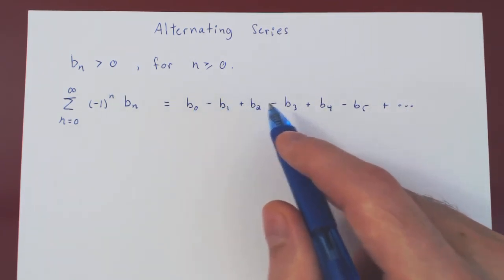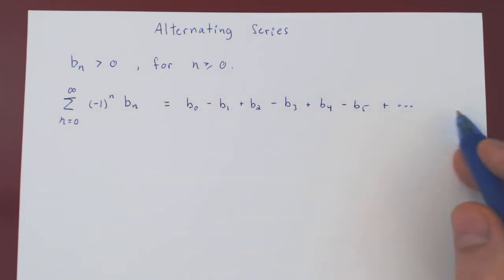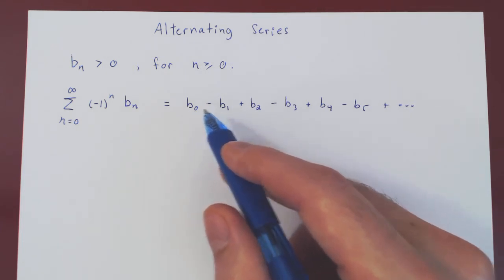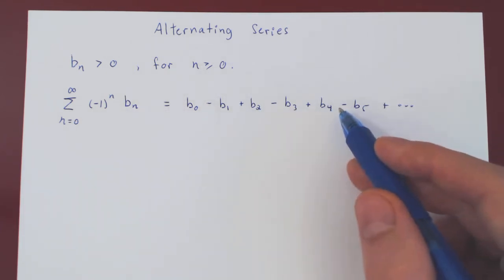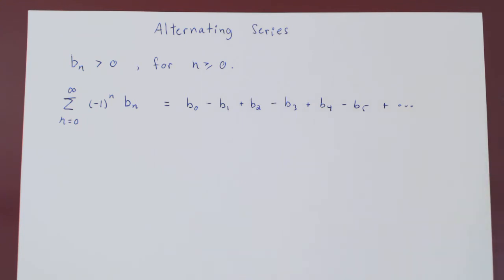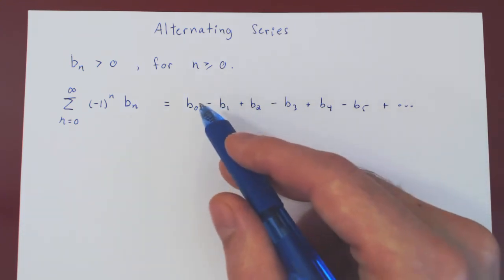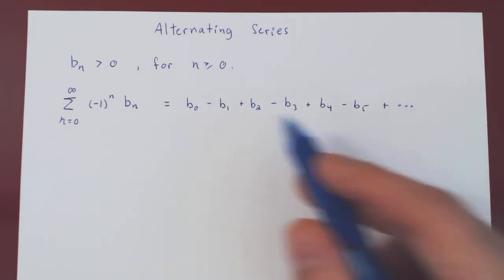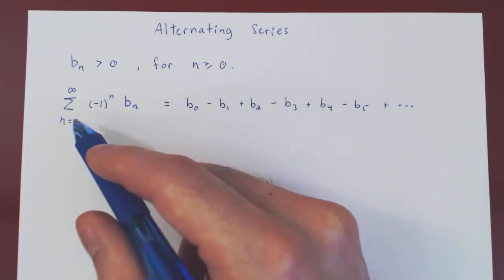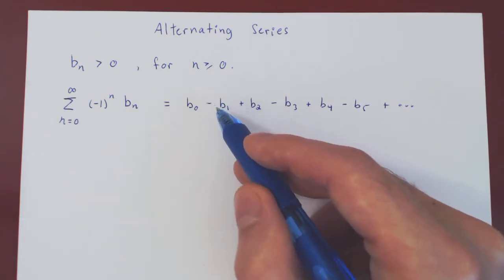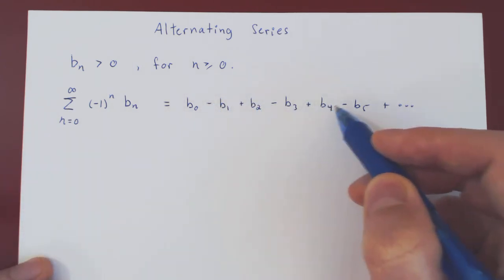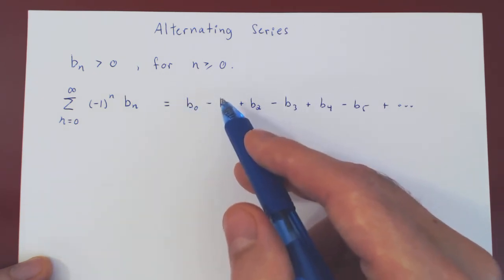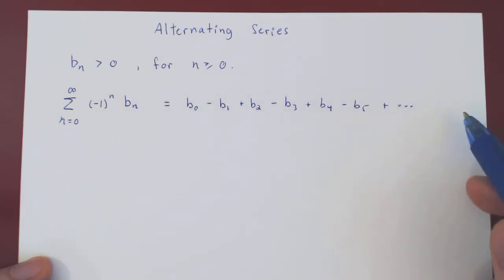Positive, negative, positive, negative, positive, negative, forever. And it has to be a systematic alternation. You can't have, let's say, 2 positive, then 3 negatives, then 5 positive, then 7 negatives, and so forth. It has to be systematic. Positive, negative, positive, negative, forever. Or, if we start summing at 1, then we would have negative, positive, negative, positive, negative, positive, forever. As long as there is an alternation in sign, we have an alternating series.